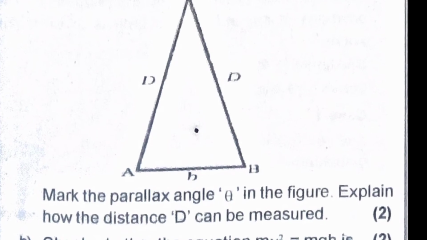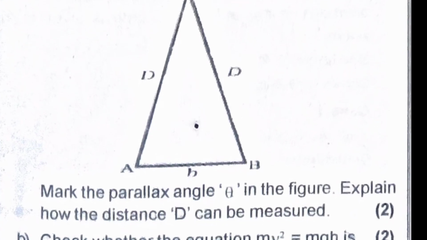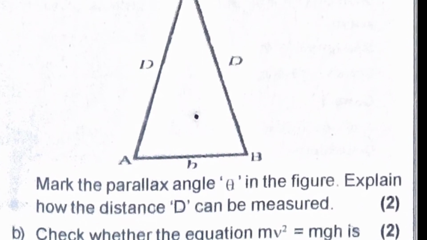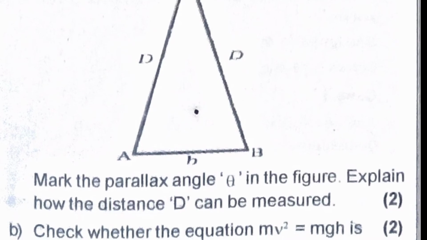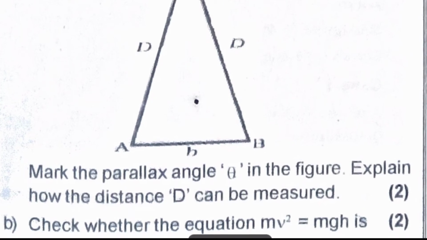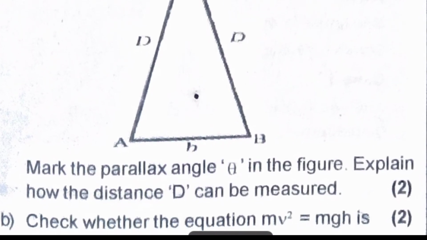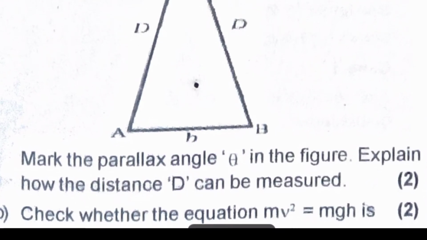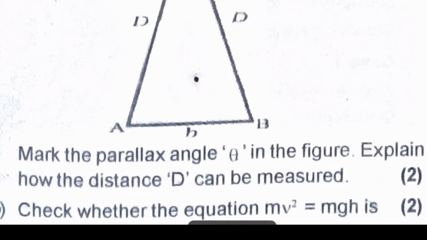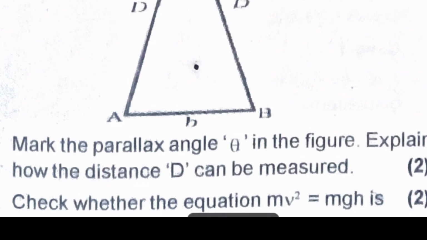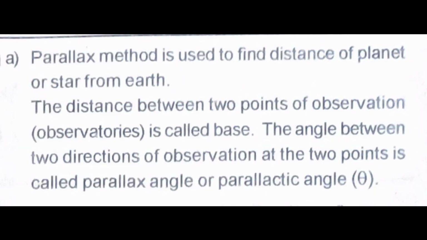So this is the first question. And the second part is: check whether the equation mv square is equal to mgh is dimensionally correct. So these 2 questions are there, and we have 2 marks for each question. In the first part of the question, we have to find the parallax angle and also calculate the distance, or explain the method. And the second part is to check the correctness of the equation by using the homogeneity principle. Now we can answer the question.